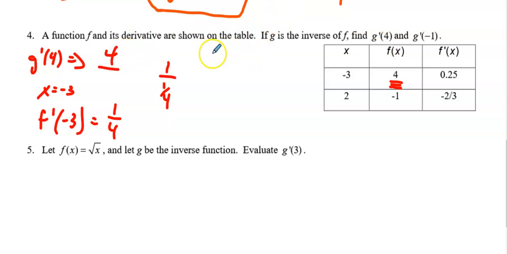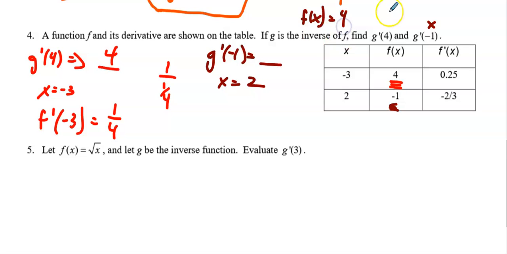Let's do the other one. So g prime of -1. I want to know where y is -1 because, again, this is our x value of our inverse. So it is right here. It's -1. So our corresponding x value is going to be equal to 2. And you guys can have it written where this says f of x is equal to 4. Or in this example right here, it would be f of 2 is equal to -1. That's telling us, okay, when y is equal to -1, then our x value is 2.